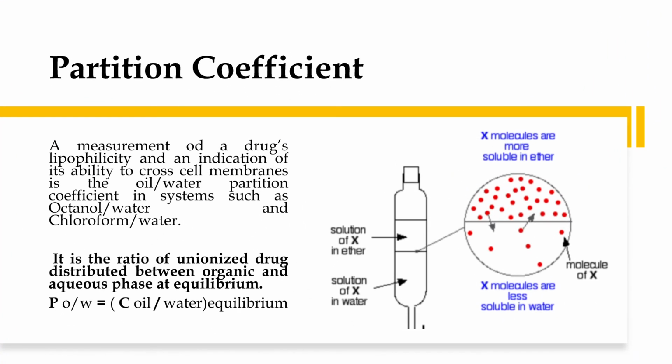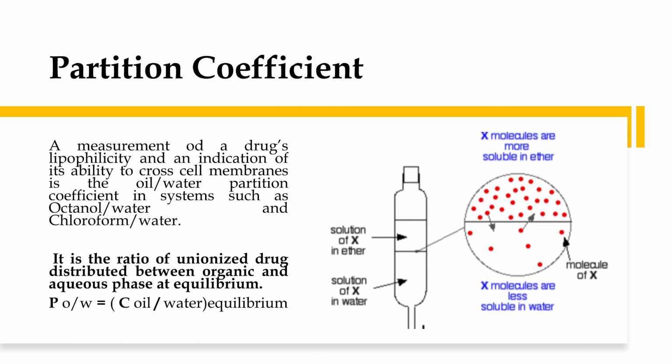Now let us try to understand another important property, that is the partition coefficient. When we say the partition coefficient, it is actually a measurement of a drug's lipophilicity. Lipophilicity means lipid loving nature. So there are two types of drug substances, hydrophilic and lipophilic. Lipophilic drugs are better because they are able to penetrate inside the body system. You need to have lipophilicity to facilitate the entry of the molecule inside the body system, so it can permeate better, and it is also an indication of its ability to cross the cell membranes.